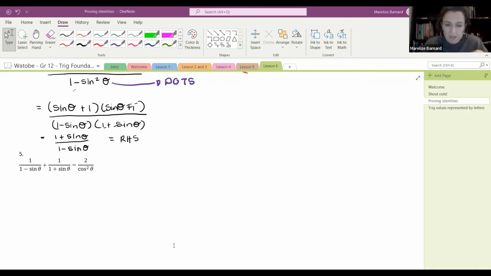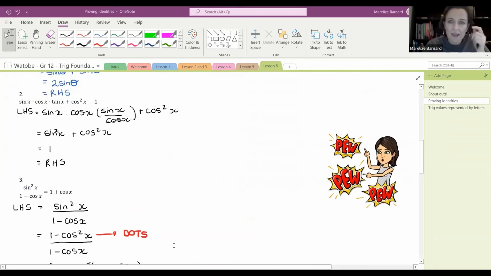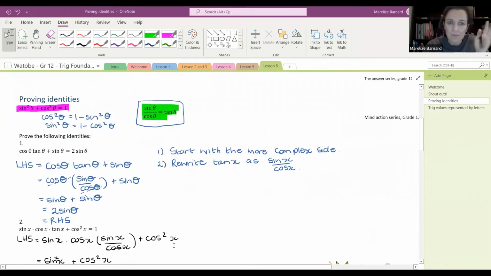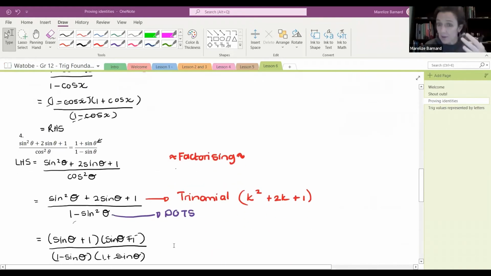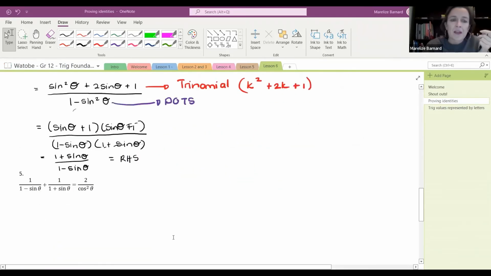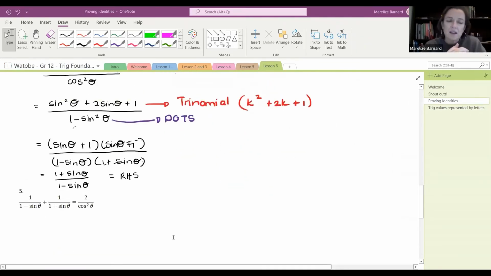Let's just recap what we've done so far. We have gone with working with the more complex side. We've rewritten tan x as sin x over cos x. We've encountered some factorizing, trinomials and difference of two squares. And now we've got these fractions. When we work with fractions, remember we need denominators to be the same. The fraction ones do get a little bit tricky, but we're going to see how this unfolds.